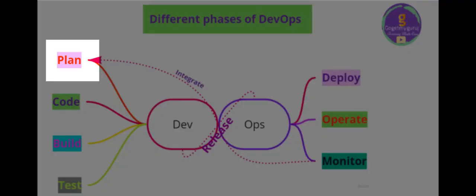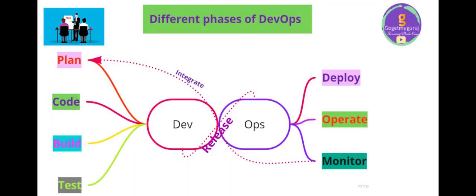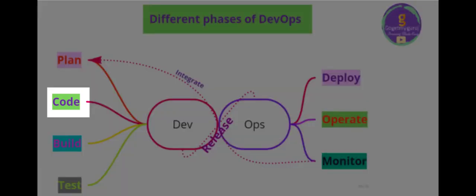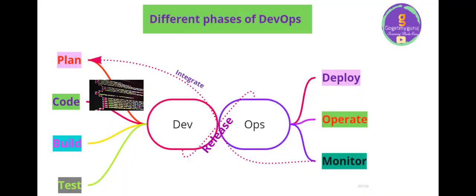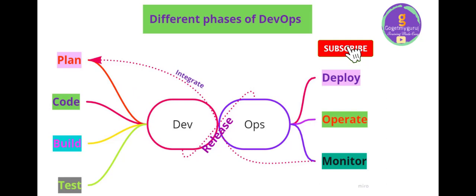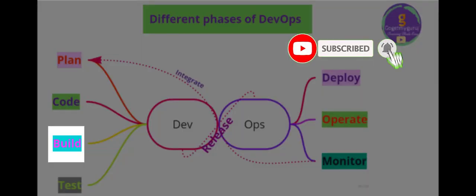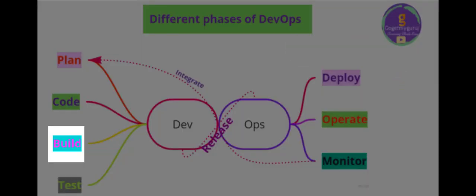So here, the first phase is the plan phase. In the plan phase, we plan the project according to client requirements. Once the planning is done, we move to the second phase, that is code. In this phase, the development team will start coding the features. If coding is done, we'll move to the third phase, that is build.